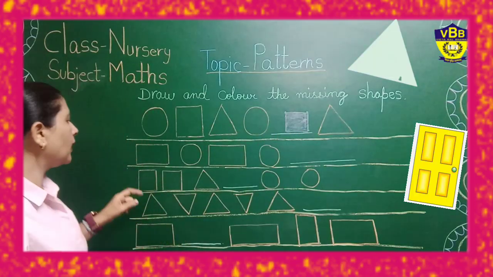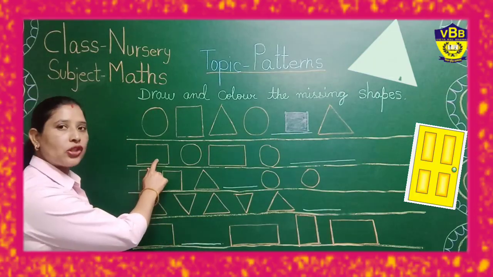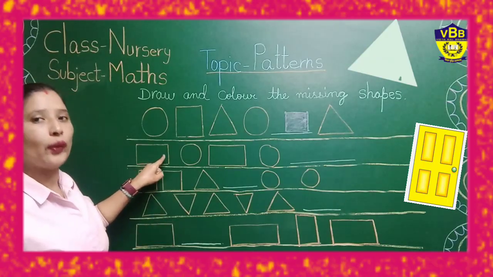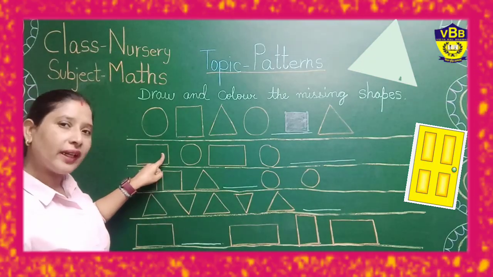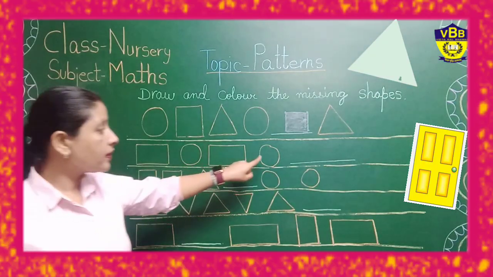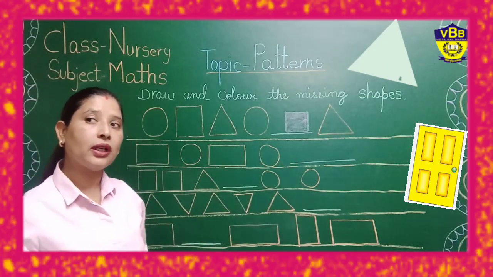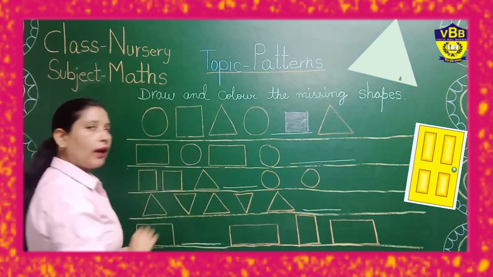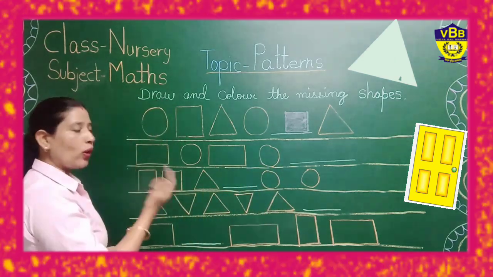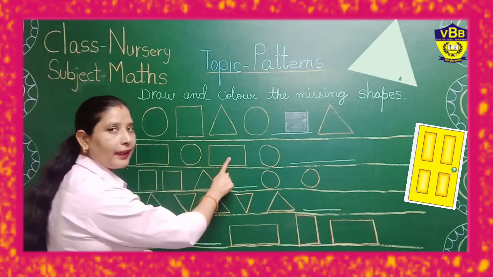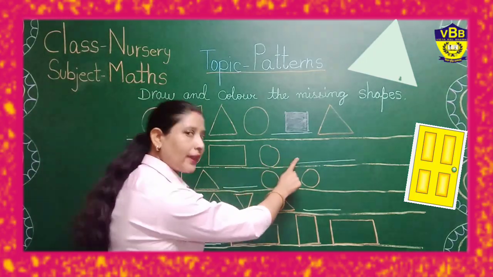Now come to the next part. So which shape is this? Yes, this is a sleeping rectangle. So sleeping rectangle, circle. Sleeping rectangle, circle. Now tell me which shape will come. You have to tell me. Once more we will do it, then you have to tell me. Rectangle, circle, rectangle, circle, rectangle.